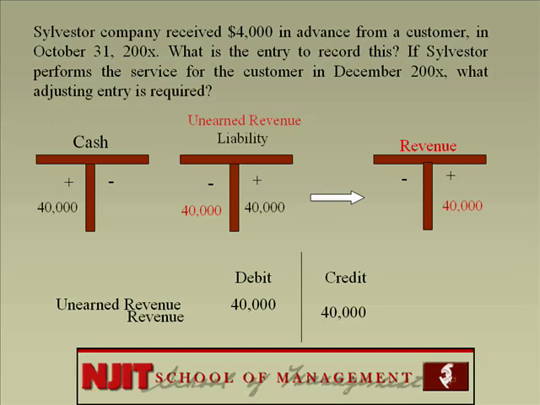The journal entry is below you. Unearned revenue, left entry 40, revenue, right entry, credit 40. Let's have a look at the next one.